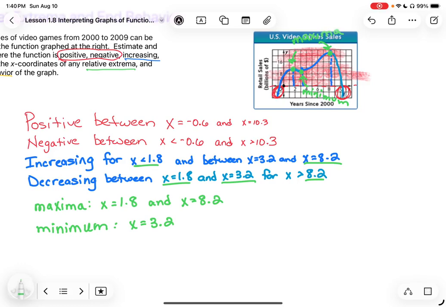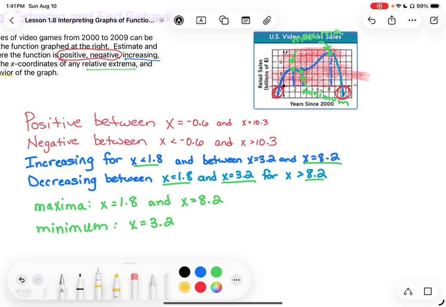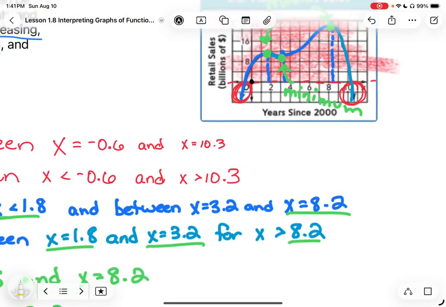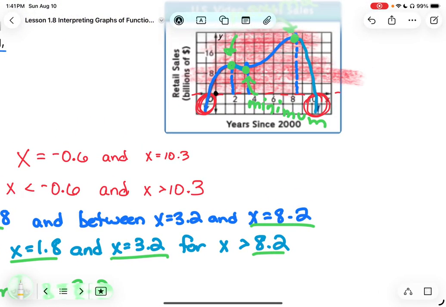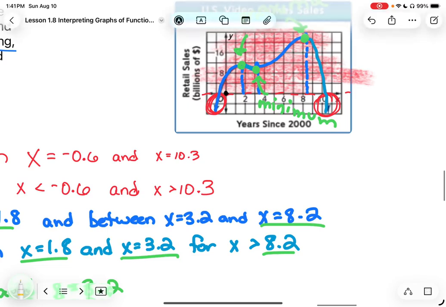Okay, and then the last thing that we're talking about is end behavior. The end behavior means literally what is happening on the ends of the graph. There are two ends of the graph, the left end and the right end. So let's start with the right end right here. What is happening on this end of the graph? This is the end of the graph as x is increasing. As x gets bigger, what happens to y?